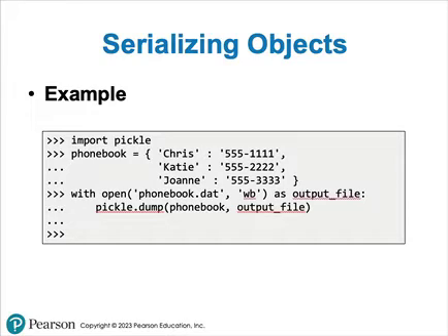Here's an example. We have a phone book that has 3 names and 3 phone numbers. We can open the file phonebook.dat with WB, and this may be the first time we've seen this. You're opening it for write, that's what the W means. And if you just use W, it opens it as a text file. But if you add that B, it opens it for binary write. And then you call pickle.dump on your phone book dictionary, and then you specify the output file that you would like to write to.